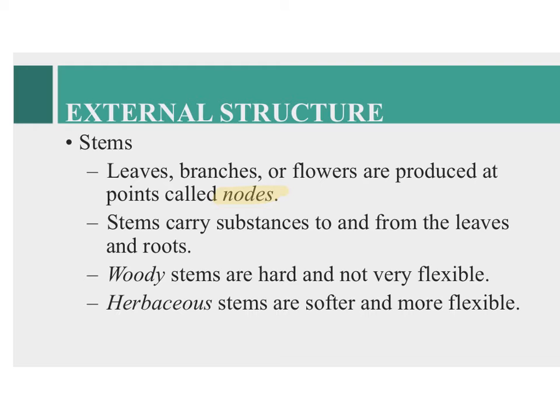The trunk and branches of an oak tree are stems. Now, they are woody stems. We talked about that. Woody stems are hard. They're not very flexible. We talked about herbaceous stems last year, and they are softer and more flexible, typically green.